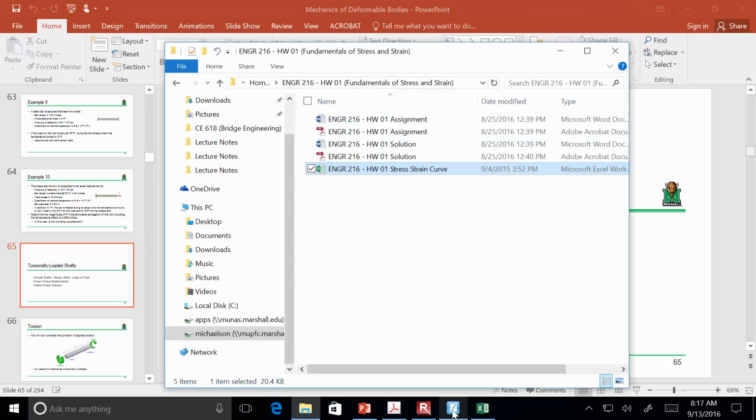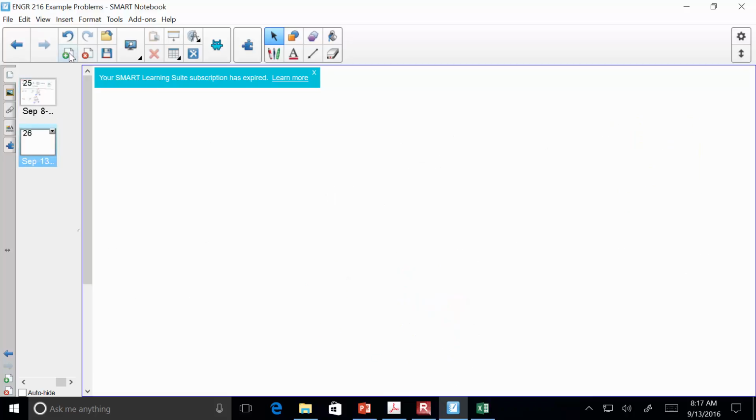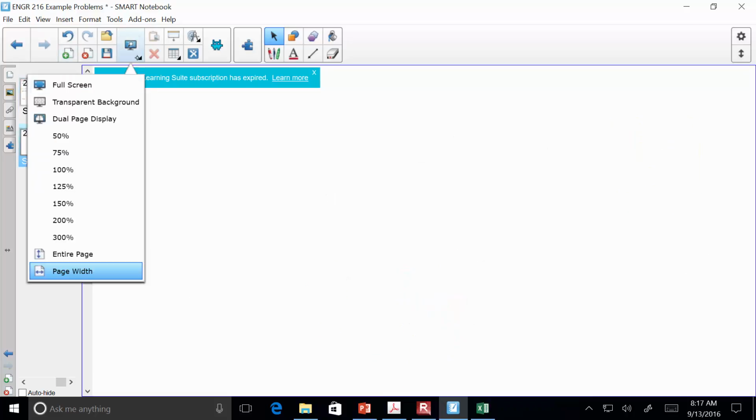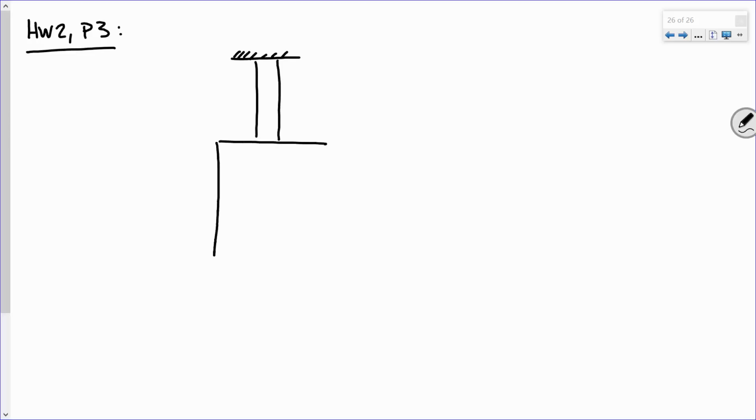Alright. So what is it? Problem 3. Okay. So it looks something like this. We have a bar that looks something kind of like this, and we're taking this and we're pushing on it like so, right?